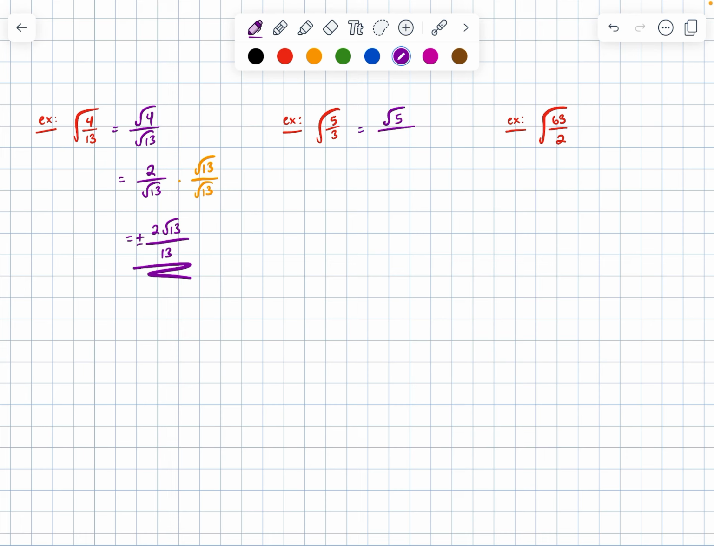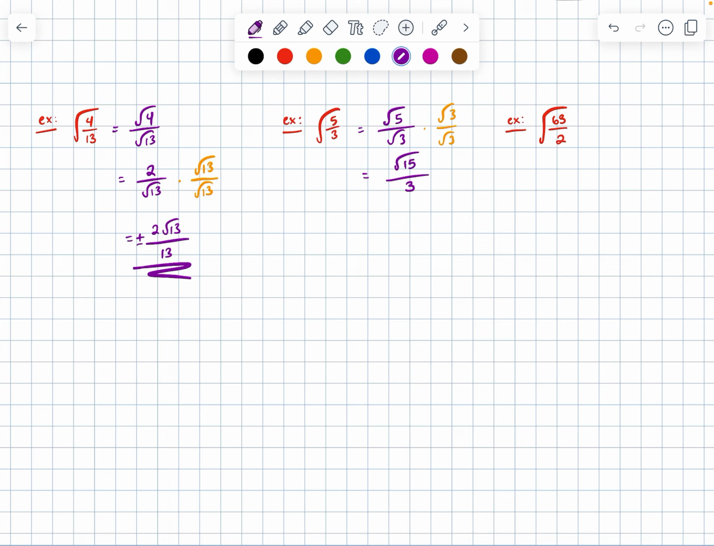Once again, splitting this up, I've got the square root of 5 over the square root of 3. Again, I cannot leave that square root of 3 in the denominator, so let me multiply by the square root of 3 over the square root of 3. In the denominator, any square root times itself gives me the radicand, so this is just 3. The square root of 5 times the square root of 3.